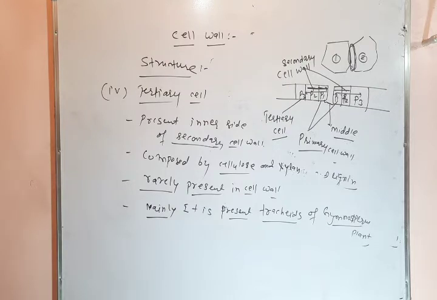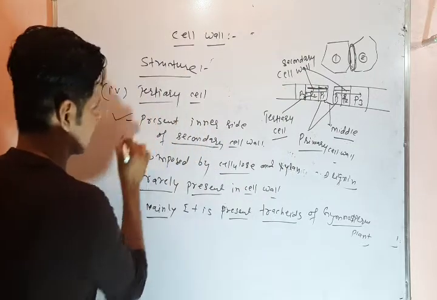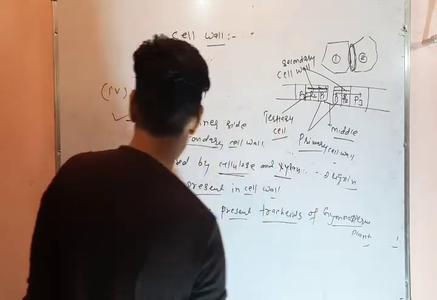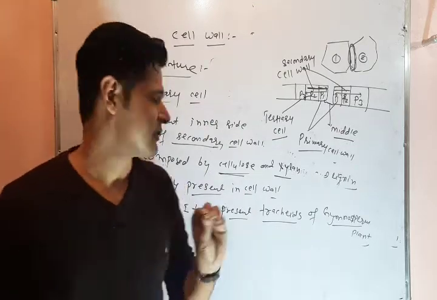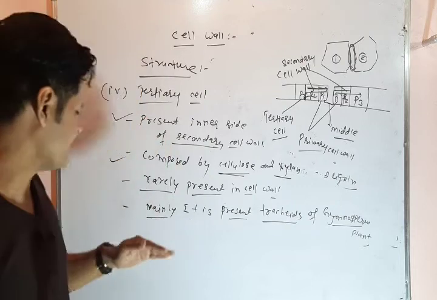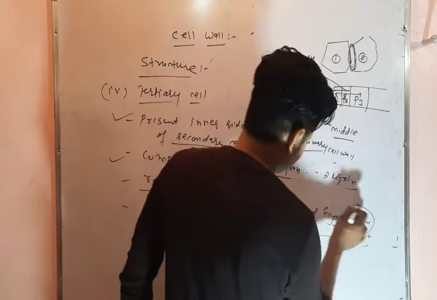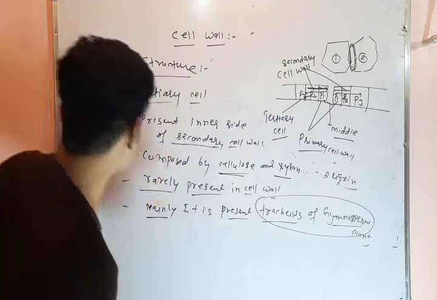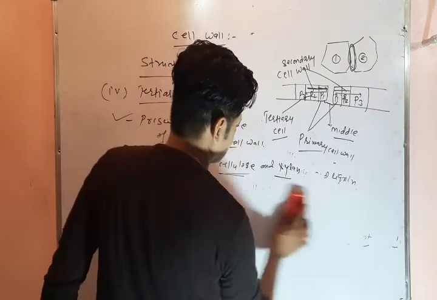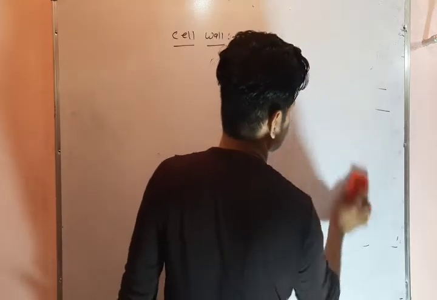I will repeat again. Okay. Tertiary cell wall means present on the inner side of the secondary cell wall. First point. Second, it is composed of cellulose and xylem. Third, it is rarely present. It means generally in the cell wall, tertiary cell wall is absent. But in some examples, mainly it is present in the tracheids of gymnosperm plants. So this is about the structure of the cell wall. I think you got it. Now we will discuss the ultrastructure of the cell wall.